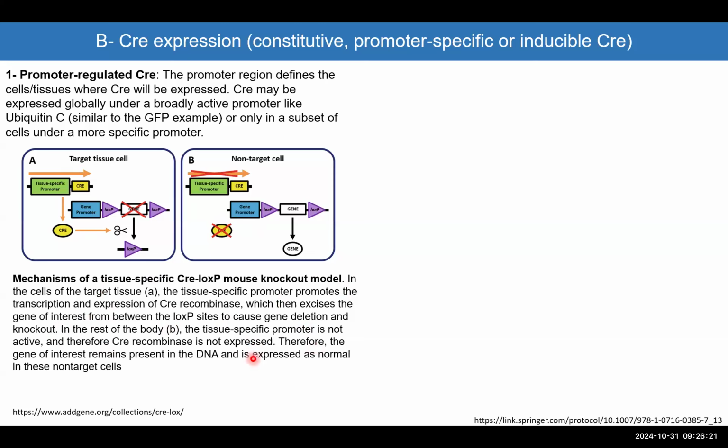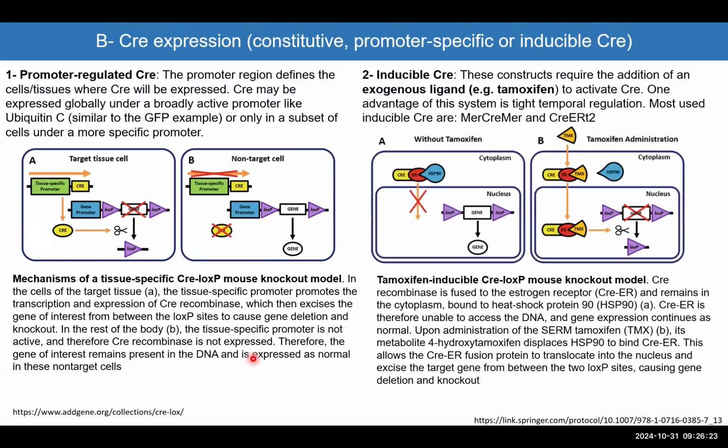It's written for you more detailed here. Now, the second level of control of a CRE expression is the inducibility. So not only to generate a CRE, but to generate a CRE that is not functional unless we add another control on top of it. And that's going to be the Mer-Cre-Mer or the CRE-ERT2.